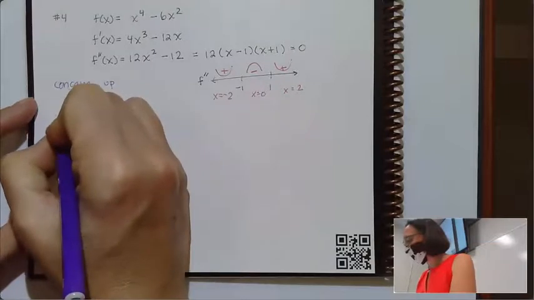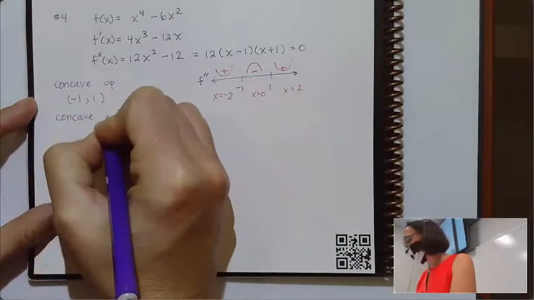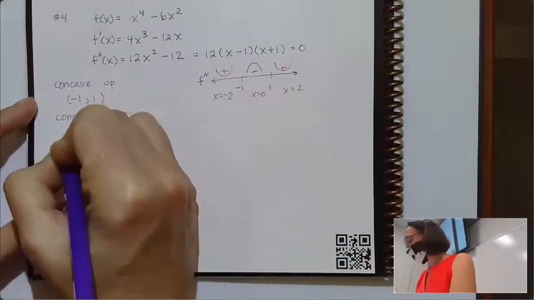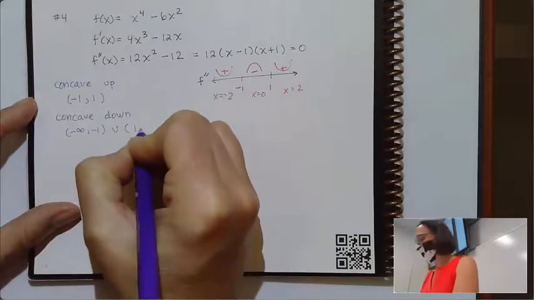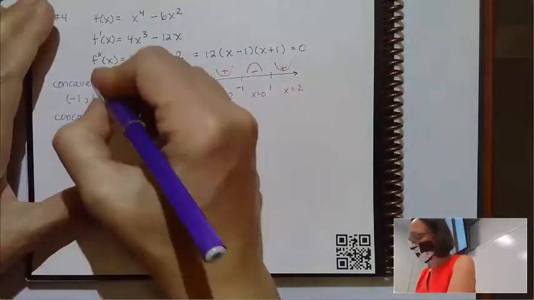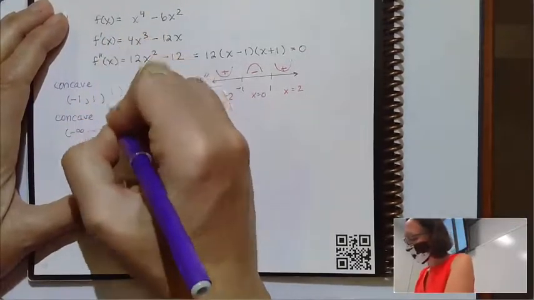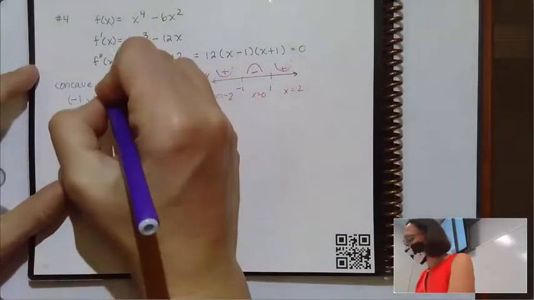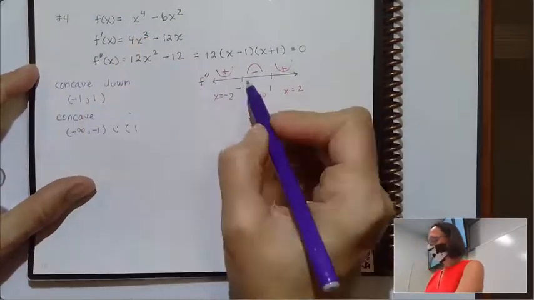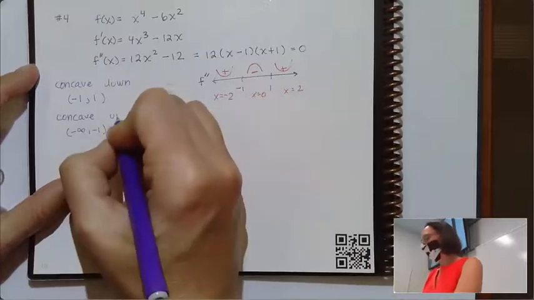And we're concave down -infinity to -1. And, oh no, I got that backwards, but I can fix it because I have an eraser. We were concave down on that middle section and concave up on the edges.